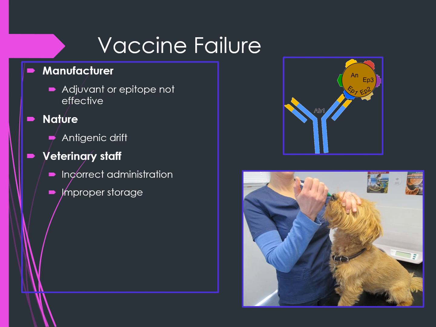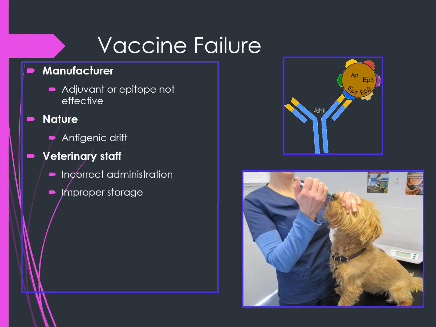Another reason why vaccines may fail may be due to the manufacturer, maybe the adjuvant that was added or the epitope are not effective. Other reasons may be natural, such as genetic mutations, something called antigenic drift. This is when there is a gradual accumulation of mutations in the genetic makeup of the virus, and this changes the proteins on the surface of the virus that are the antigens. These changes make it harder for the body's immune system to recognize the virus.